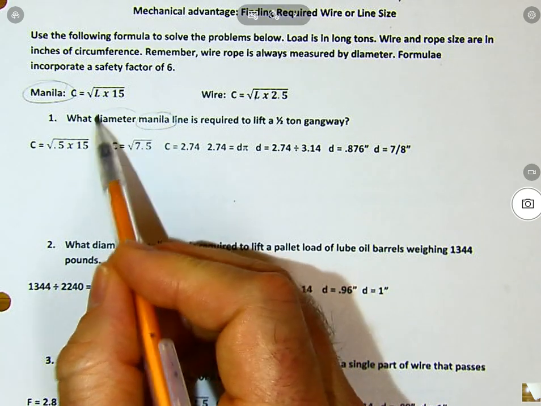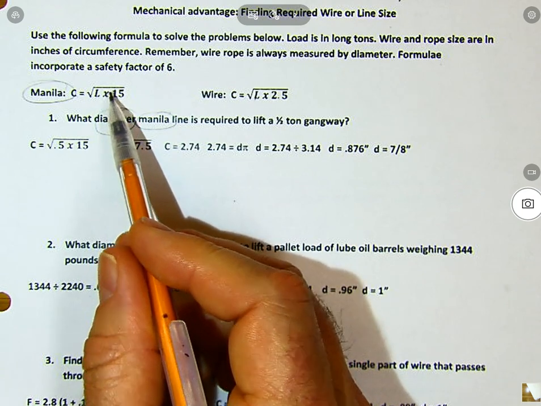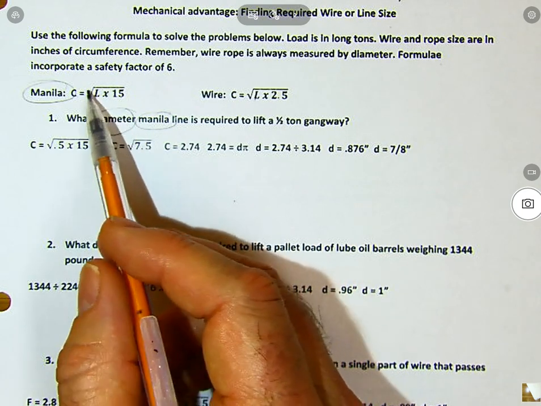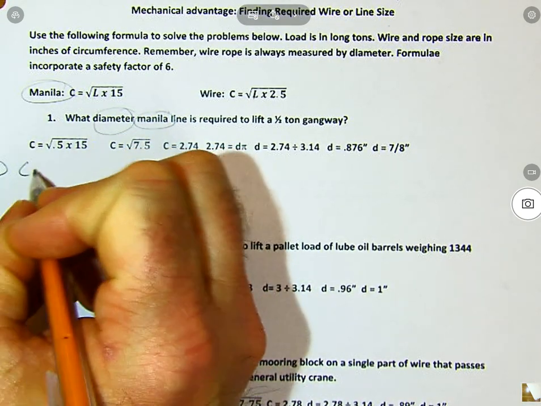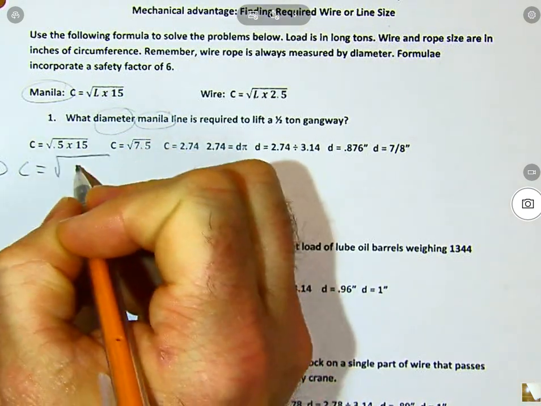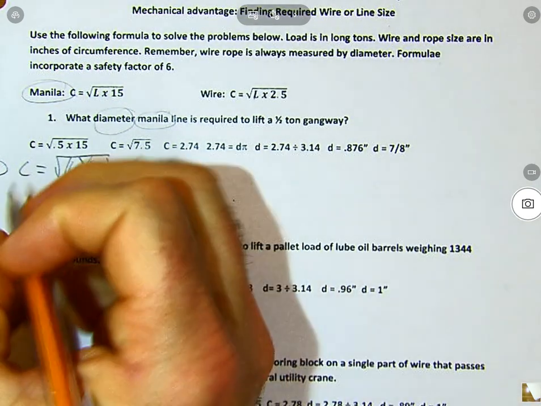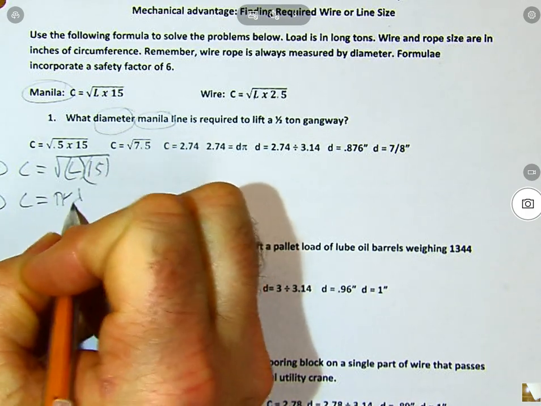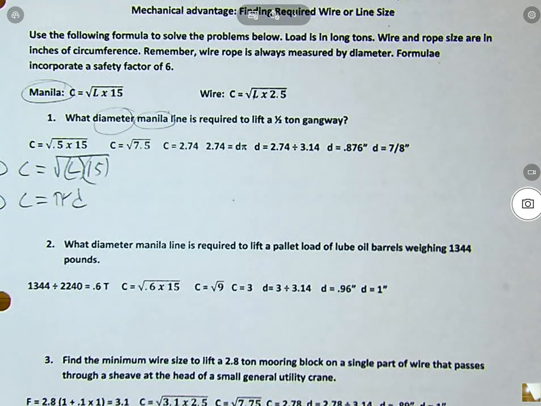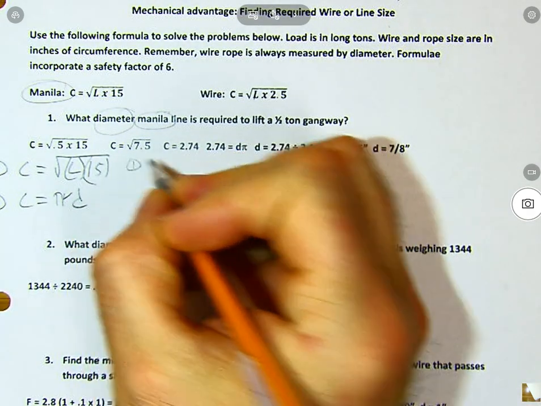Now, we want to know the diameter. So we're going to need to use this formula, and then we're going to need a formula to convert between circumference and diameter. The first formula we're going to use is C is the square root of L times 15. And then we're going to do C equals pi D, but we're going to have to solve it for D. We'll get to that in a minute. So let's do step one.